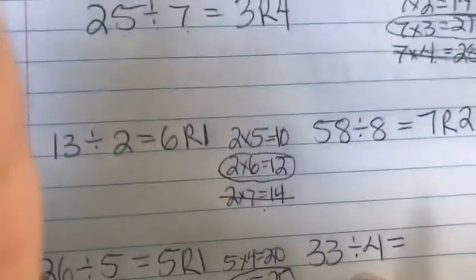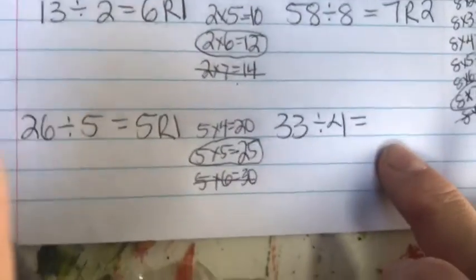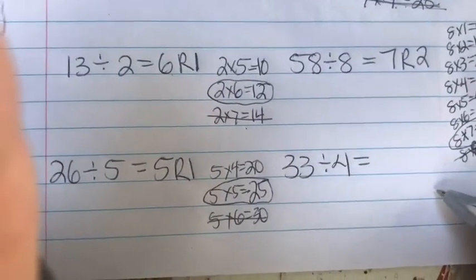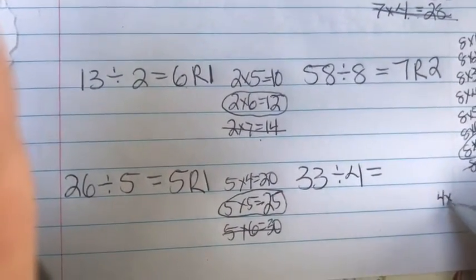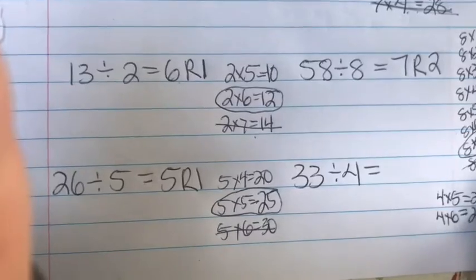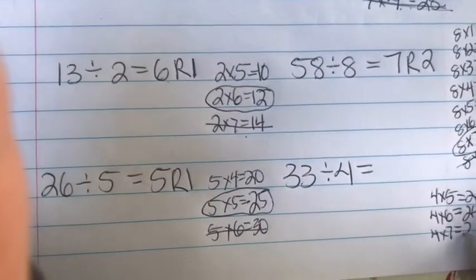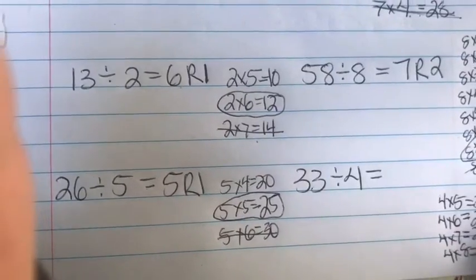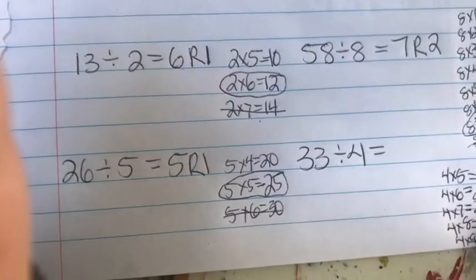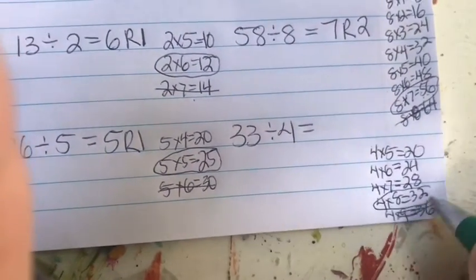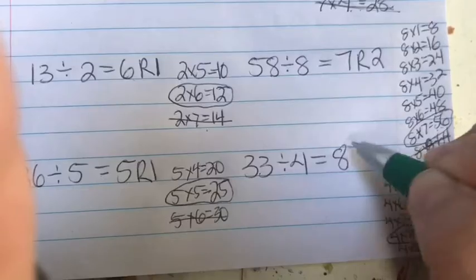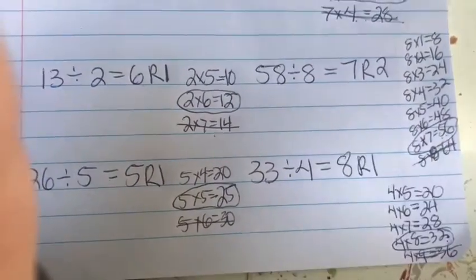Okay, this one right here. 33 divided by 4. So I start thinking, okay, what times 4 gets me as close as I can to 33 without going over? So you can start writing down, let's say 4 times 5 is 20. So that's getting closer. 4 times 6 is 24. Nope. 4 times 7 is 28. 4 times 8 is 32. 4 times 9 is 36, and that's going over. So I cross that one off. I go back to this one because it's the closest I can get without going over. So I know it's 4 times 8. That got me up to 32, and I only have a remainder of 1.